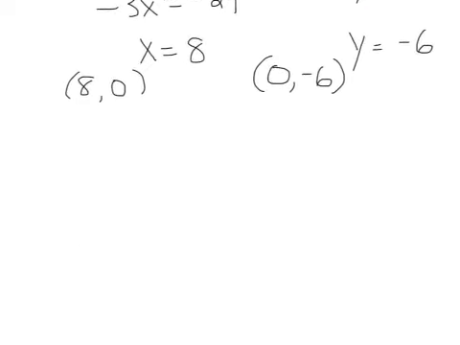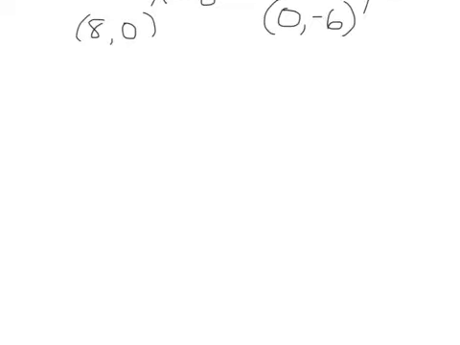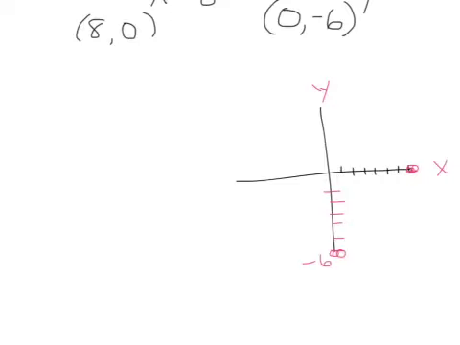So when I go ahead and graph it, I'm going to have 8, comma 0, which is my x-intercept right over here on the x-axis. And 0, comma, negative 6 is my y-intercept, so it's going to be down here. So negative 6, 8. And I'm going to connect the 2 lines. Make sure you extend it. And now I have my line.